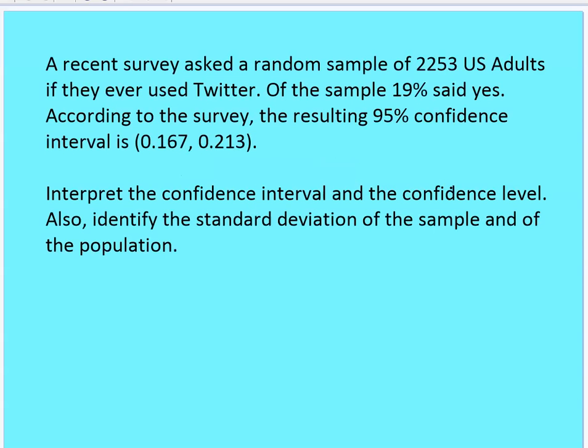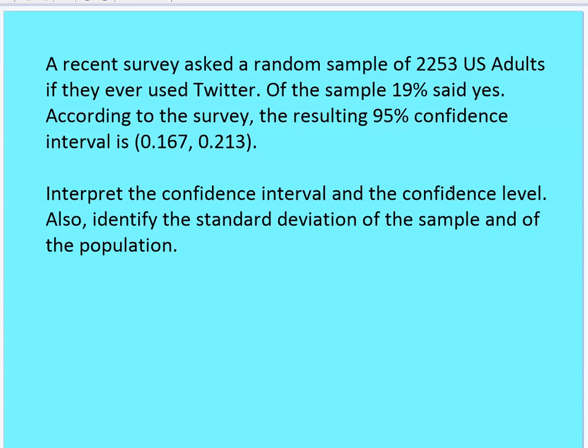All right, so welcome back. We're going to go through another example in our discussion about confidence intervals. So a recent survey asked a random sample of 2,000 US adults if they ever used Twitter.